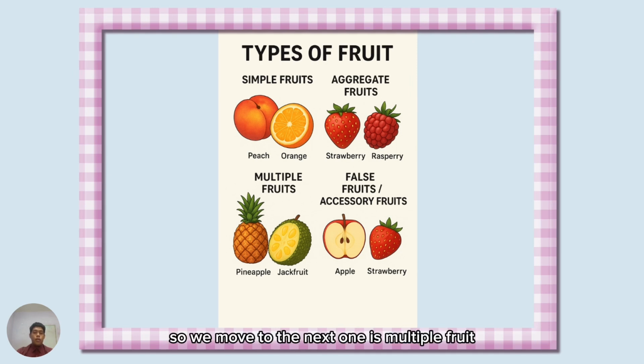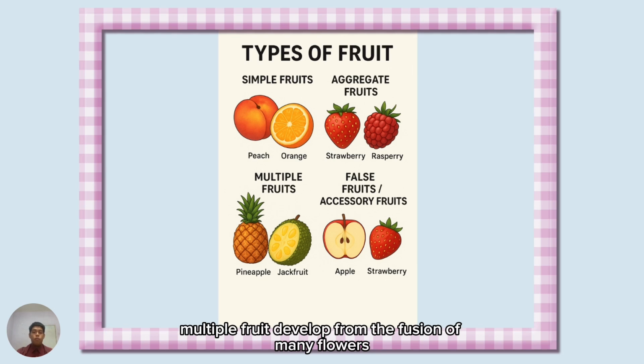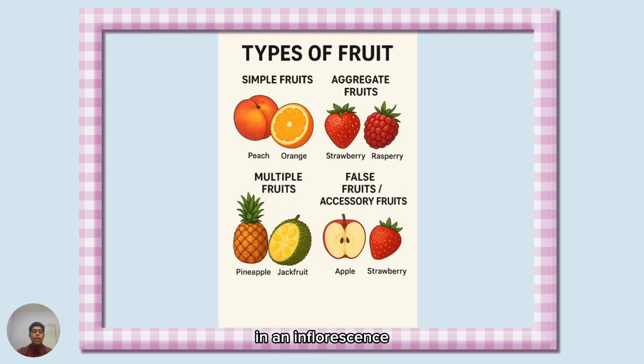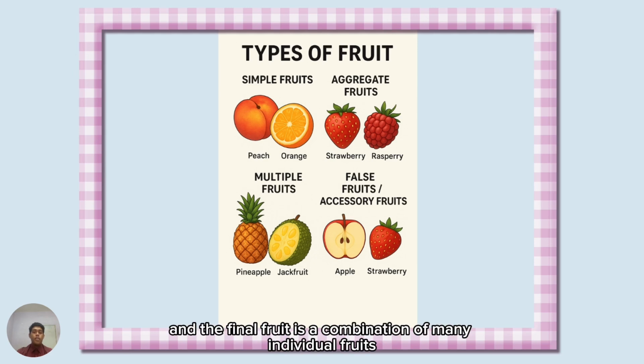So we move to the next one, multiple fruit. Multiple fruit develops from the fusion of many flowers in an inflorescence. Each flower produces a small fruit, and all these merge to form a large unit formed from clustered flowers, and the final fruit is a combination of many individual fruits.